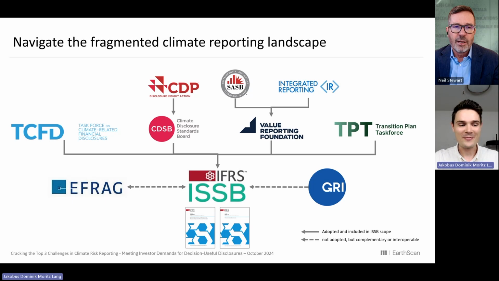So I was saying that the TPT materials are really useful. The ISSB standards S2 do not require a transition plan, but where a company has one, it's required to disclose it. Nor do the ISSB standards by any means tell companies how to do a transition plan. But these materials are really helpful in guiding companies on disclosing their transition plans.